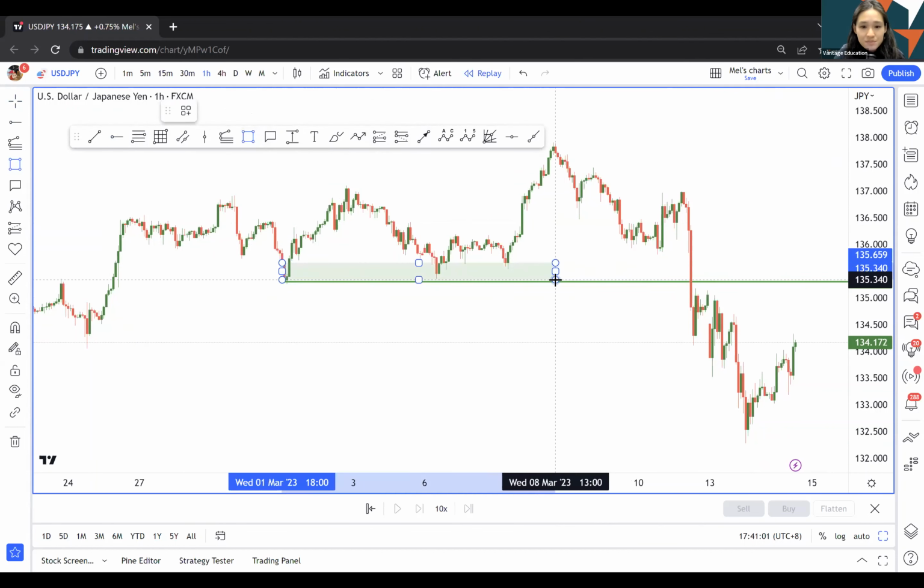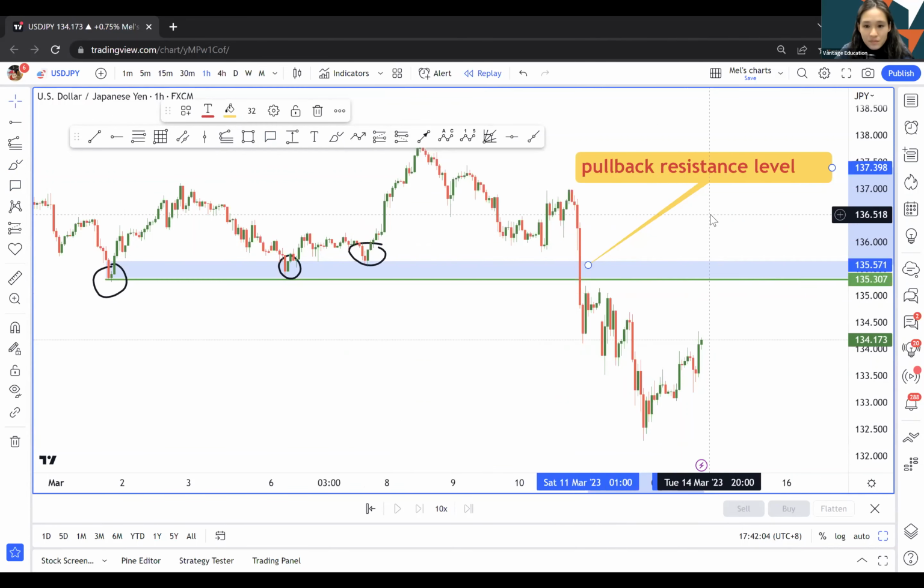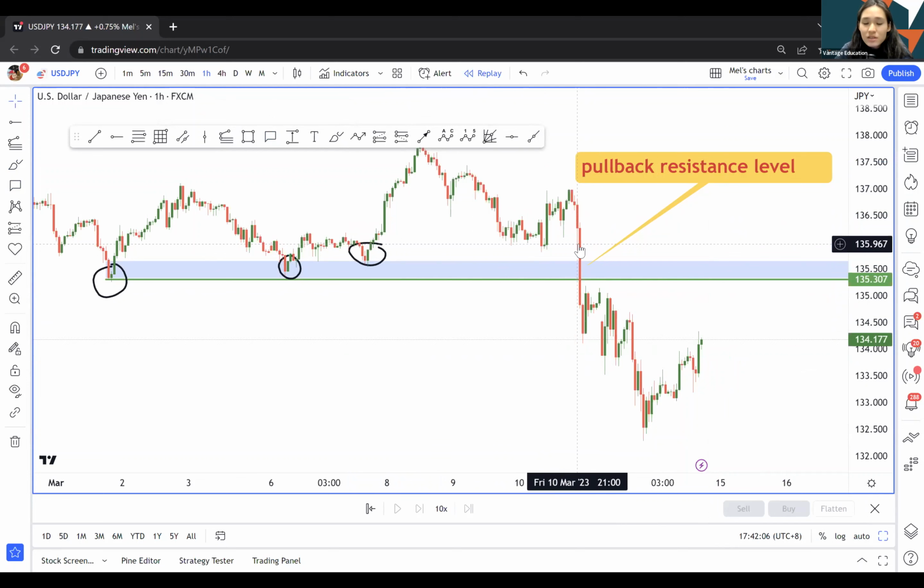Yeah, okay, so this would be considered a valid support level, and it's also a pretty significant level since we have 1, 2, and 3 swing lows over here. Now, if we look over here, price passed this support level, now making it a pullback resistance level. Why? Because we are expecting it to rise back up to this level.